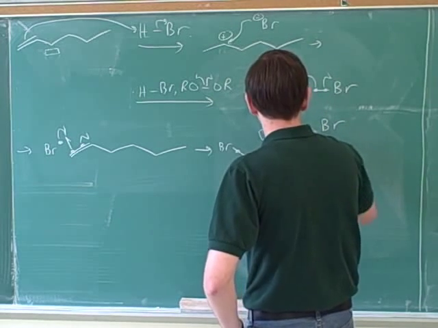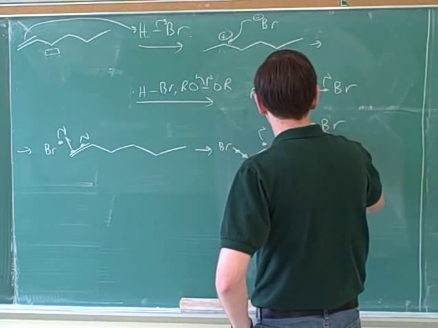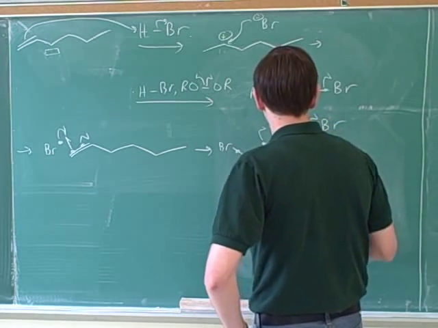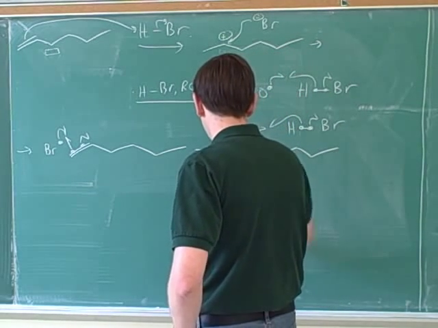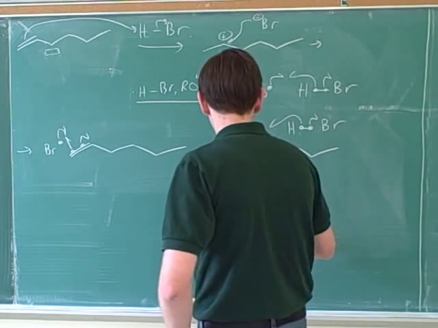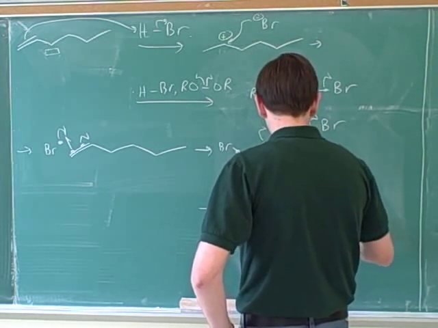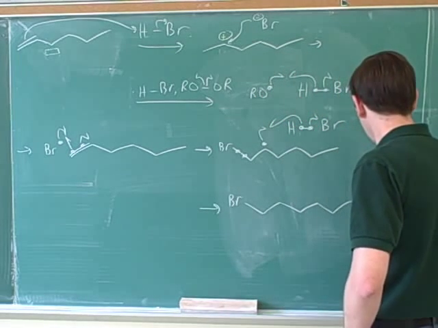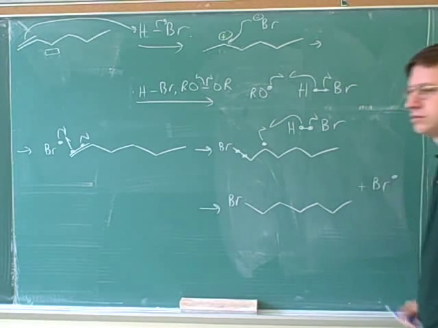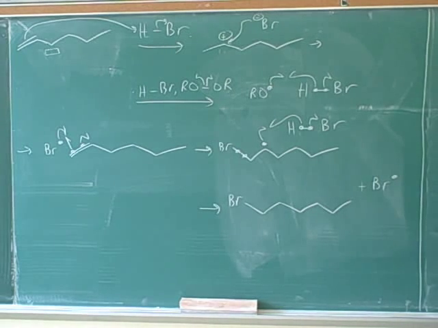One is done with HBr and the other one with HBr and peroxide. So the difference is depending on where you want the Br, whether on the more substituted or the least substituted carbon. That's the difference.